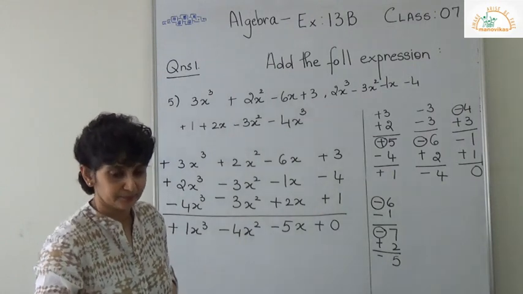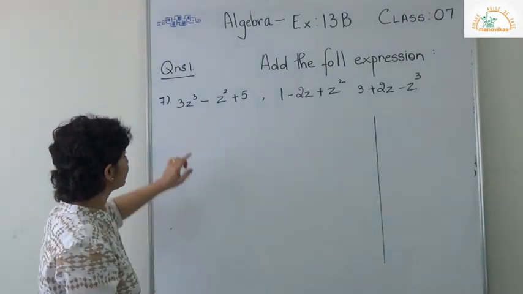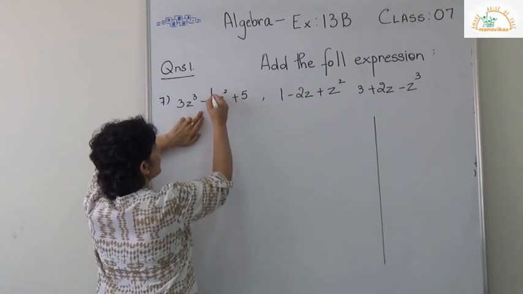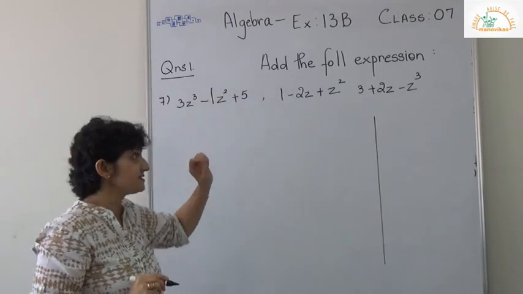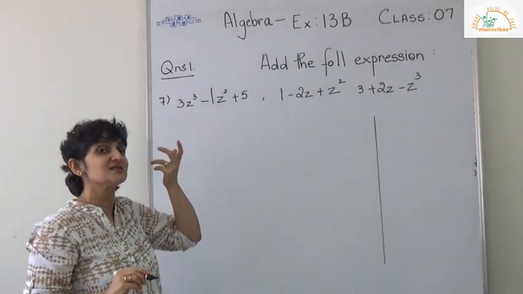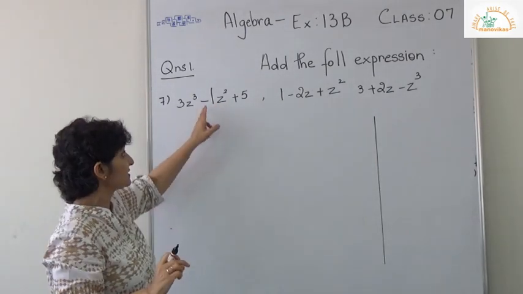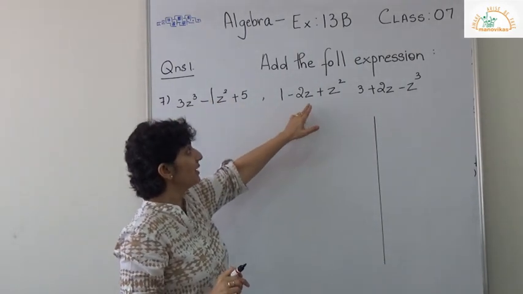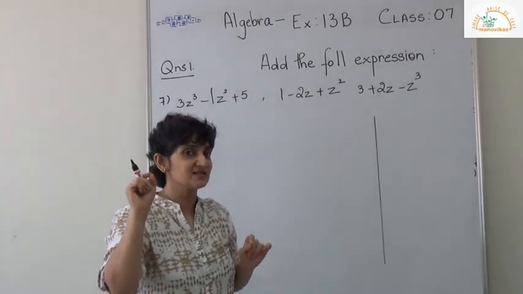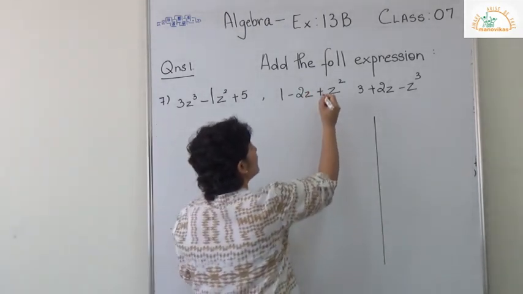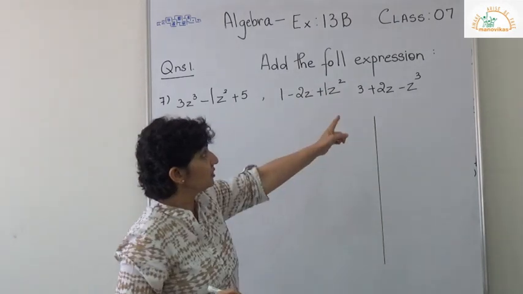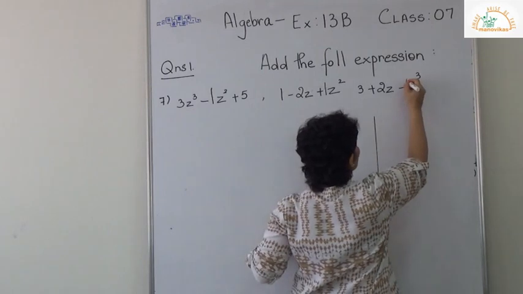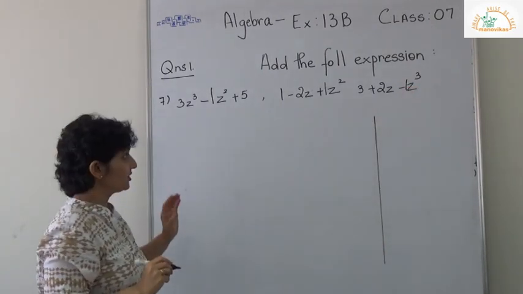Let's try another sum. Question 1, 7th. 3z cubed minus z squared minus z. So let it become minus 1z squared. When there is nothing, if it's just the alphabet that is given, it means it is 1. So minus 1z squared plus 5. 1 minus 2z plus z squared. So what does z squared mean here? 1z squared. 3 plus 2z again minus z cube. So this is going to be minus 1z cube.